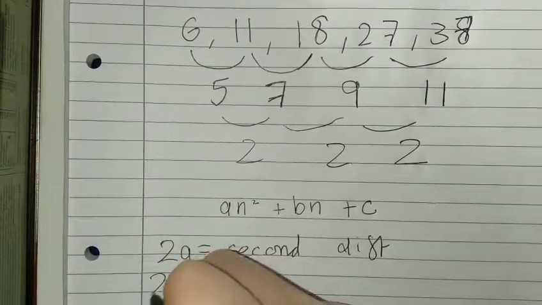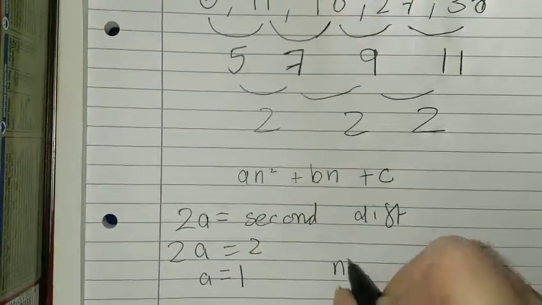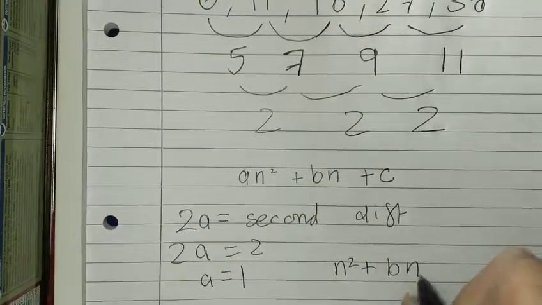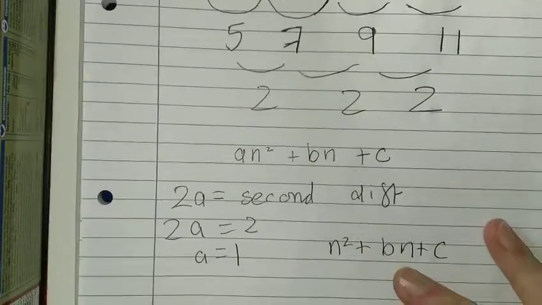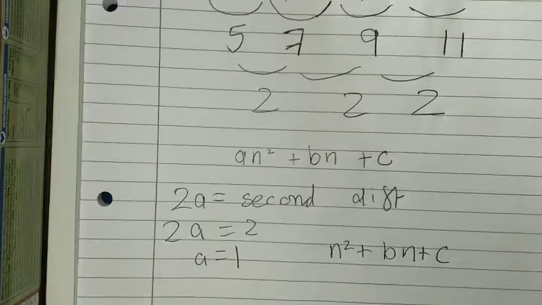So 2a is going to be equal to 2, so a is equal to 1, and they've just left it as n squared plus bn plus c, so we didn't actually have to work that out anyway. But we have to work out the values of b and c.